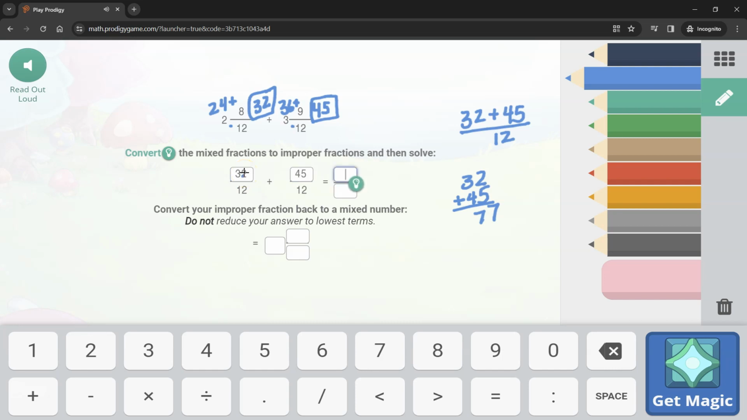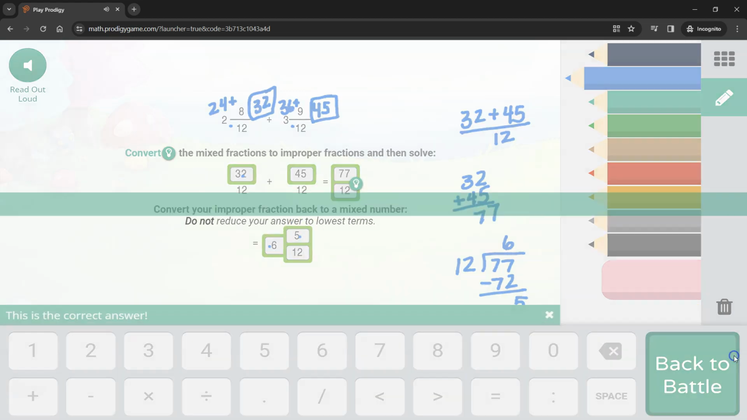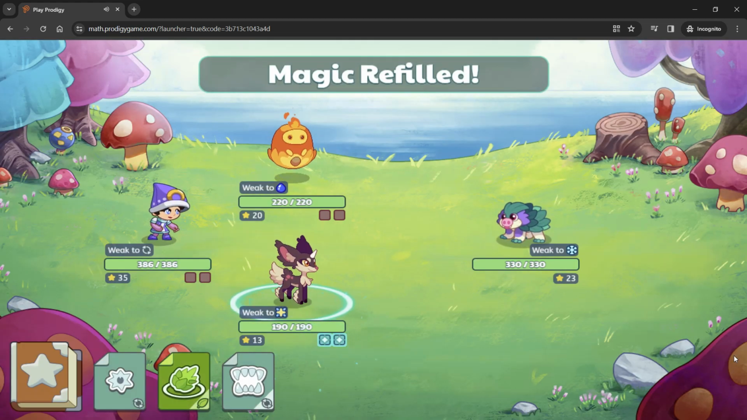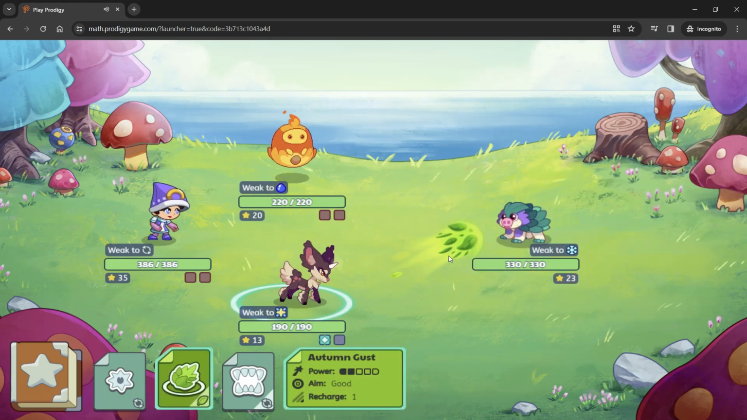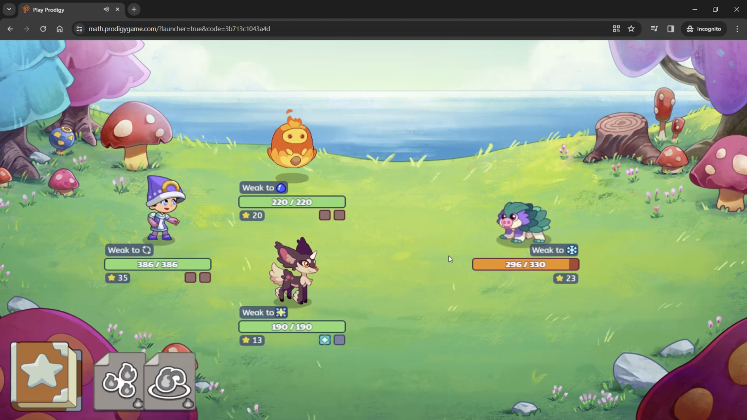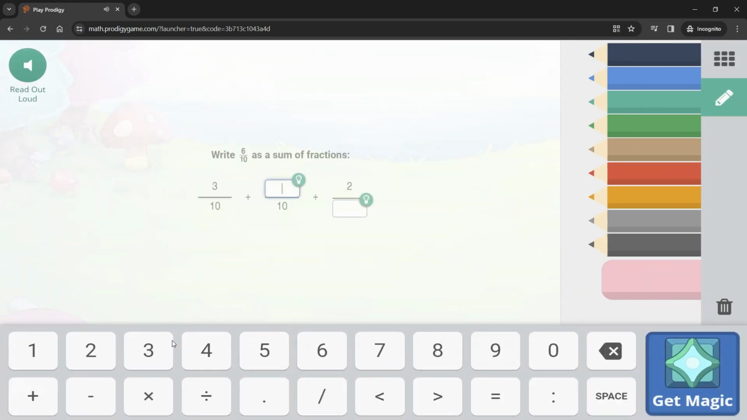Now, how many times can 12 go into 77? Well, we know 12 times 6 is 72. When we subtract, we're left with a remainder of 5. And because we're doing fractions, we need to put the 5 in the numerator and then the 12 in the denominator. All right. That was super weak. Let's give a better spell.